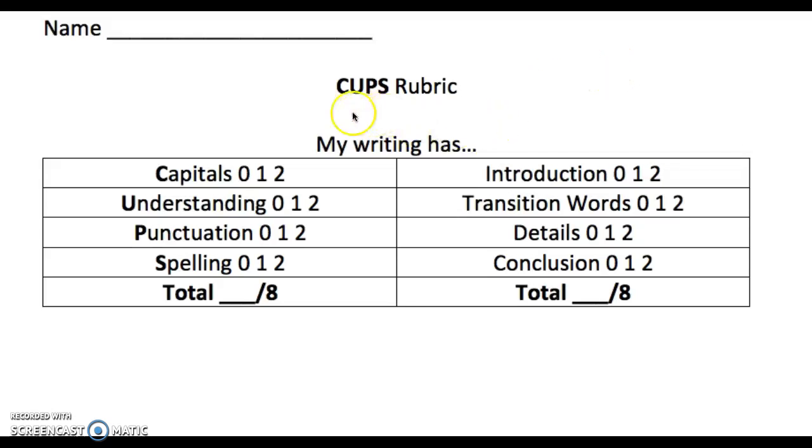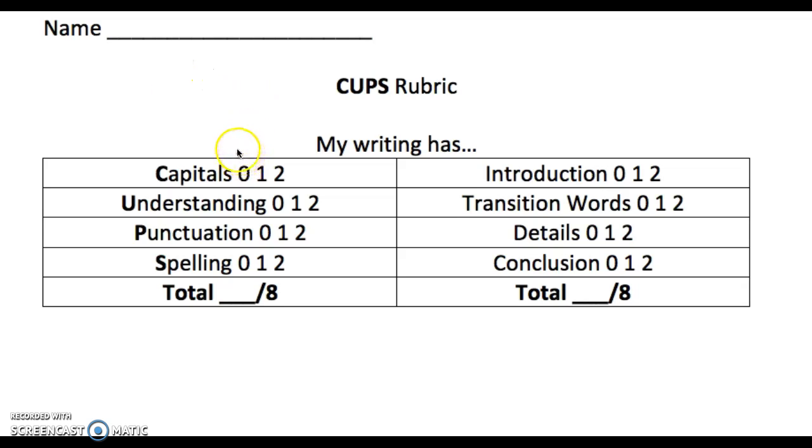This is the CUPS rubric. First, put your name at the top. Then you're going to grade and edit your writing. So it says, my writing has. First, you're going to check for capitals.